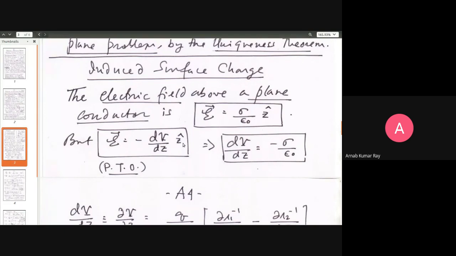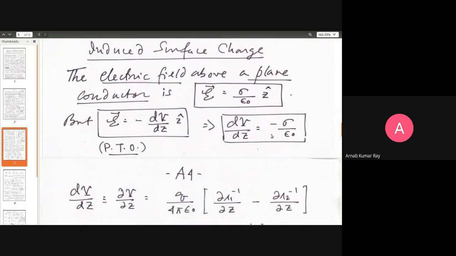Anyway, so minus dV dz is equal to sigma by epsilon naught. Okay.